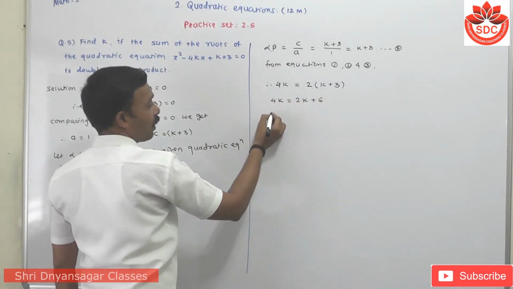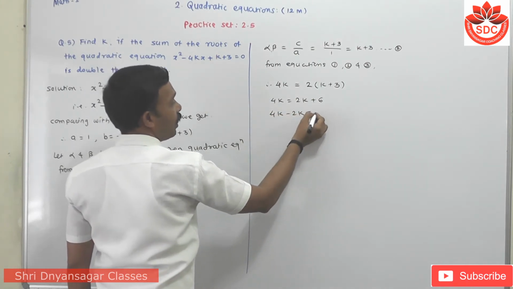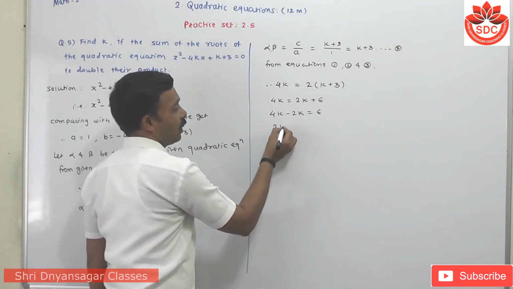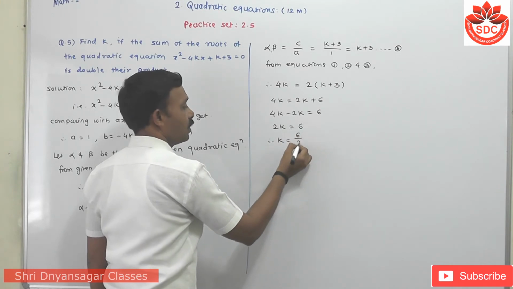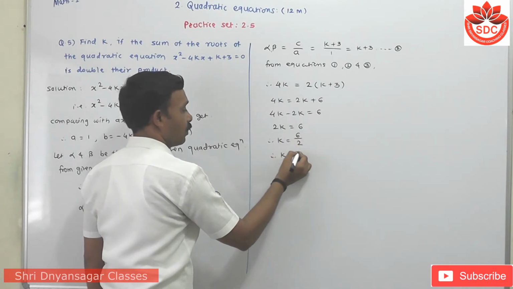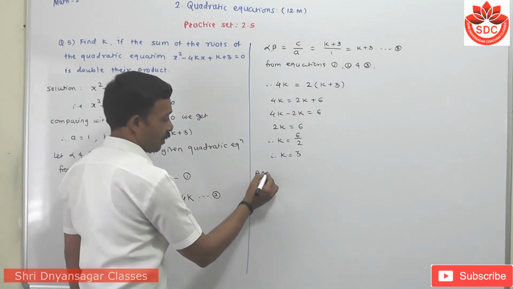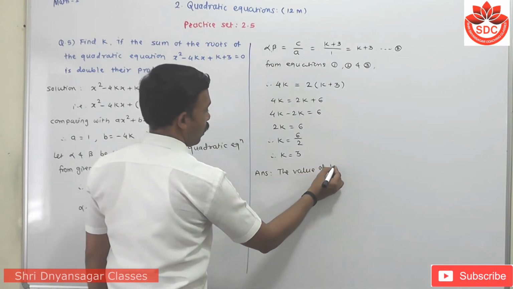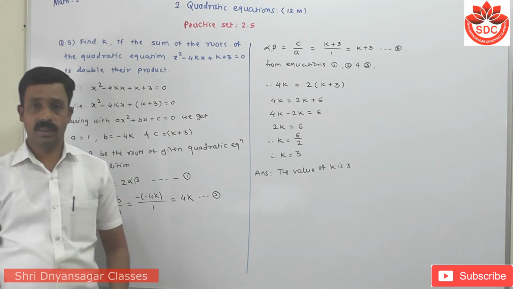Transposing the 2k here, 4k minus 2k is equal to 6. Subtraction becomes 2k is equal to 6. Therefore, k is equal to 6 upon 2, k is equal to 3. Therefore, the answer in a full sentence: the value of k is 3. Okay, now we take the next question.